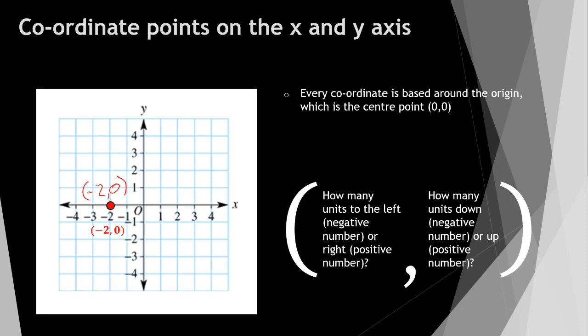What happens if we have a point on the y-axis, so up here? Has it gone to the left? Has it gone to the right? No, it's actually stayed in the center if we're talking left and right, but it has gone up. So that means that we have our x value as 0 and our y value as 4. And this is how we label x-axis coordinates or y-axis coordinates.